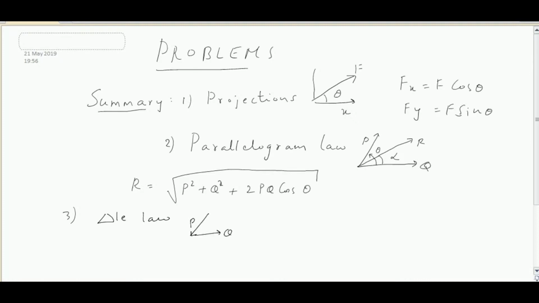Next one is the sine rule. P, Q, R are three forces with angles alpha, beta, gamma in between them. So using the sine rule, we can write P by sine gamma is equal to Q by sine alpha is equal to R by sine beta.